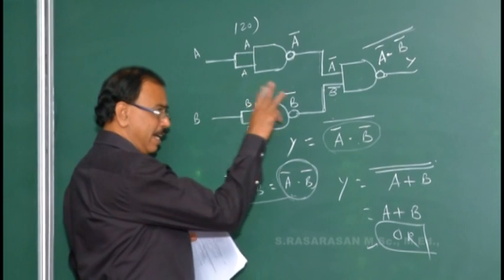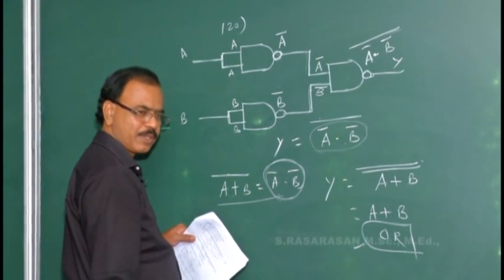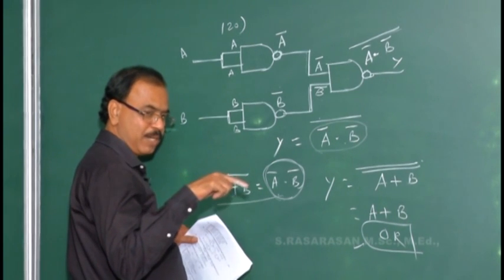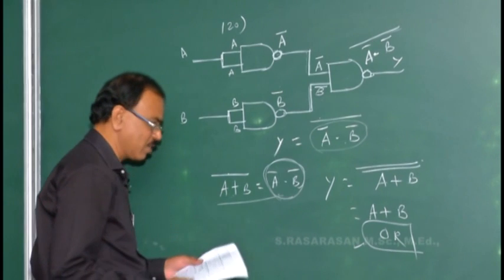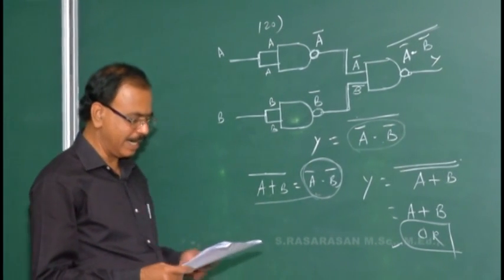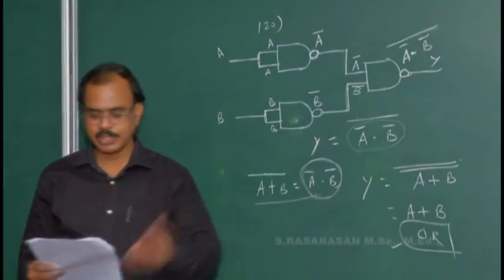So 3 NOR gates connected like this, we can get the AND gate. 2 NOR gates connected, we can get this OR gate. So for this question the answer is OR function, OR gate, option B.